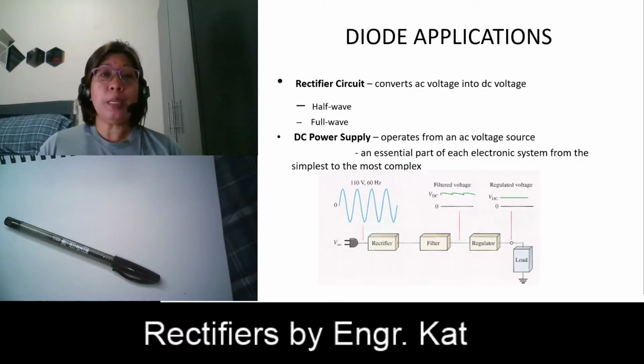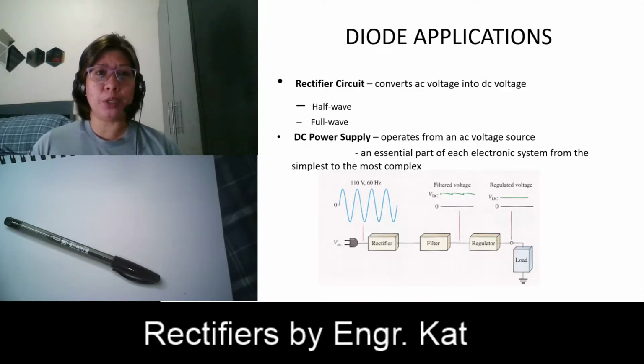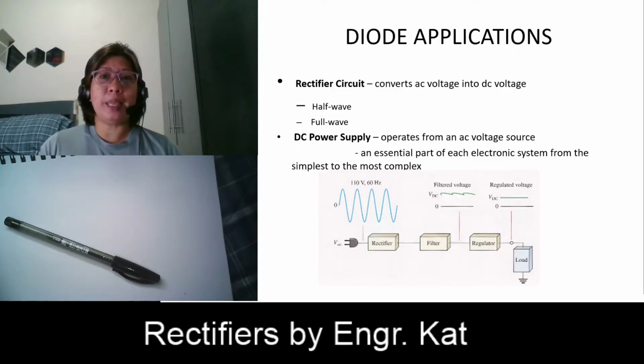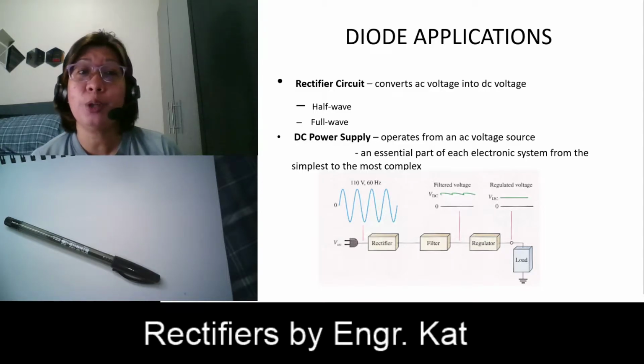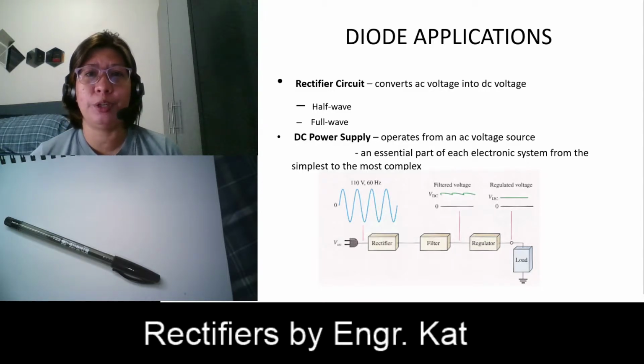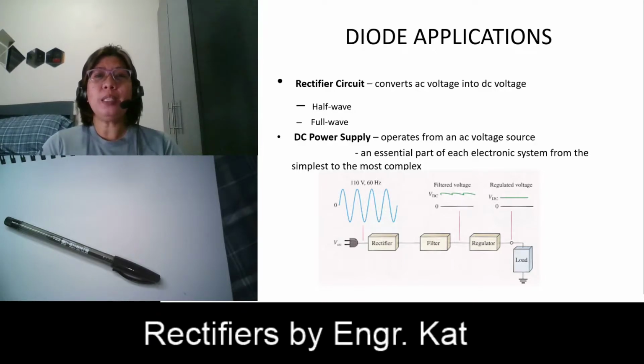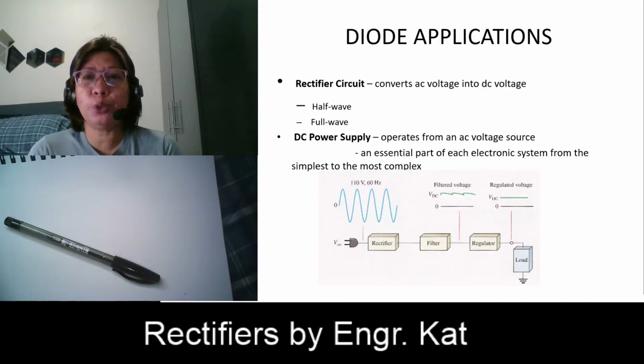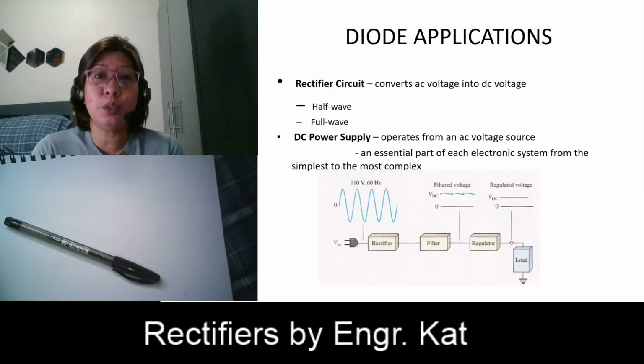Usually, we can find the practical application for a rectifier circuit in a DC power supply. A DC power supply operates from an AC voltage source and will give us a DC output that we will be needing in our circuits, for example, in the laboratory. So this is an essential part of each electronic system, from the simplest to the most complex.